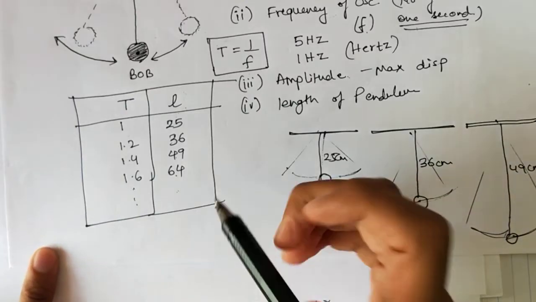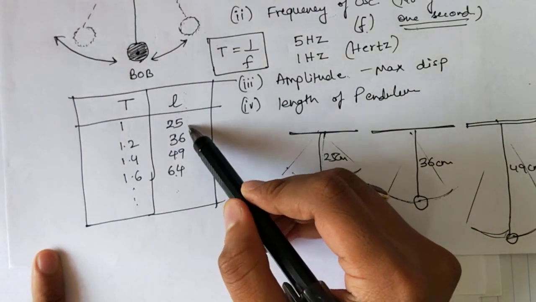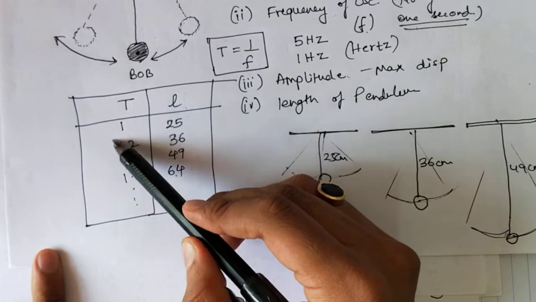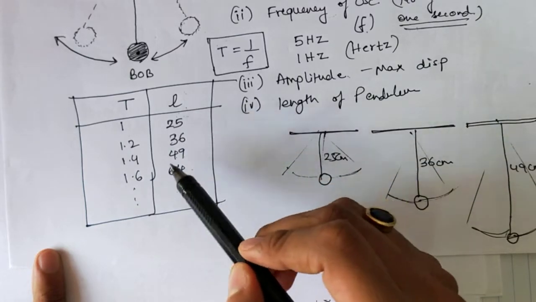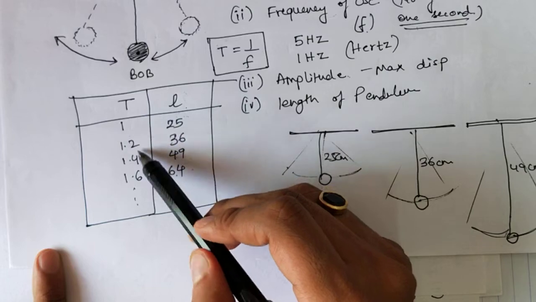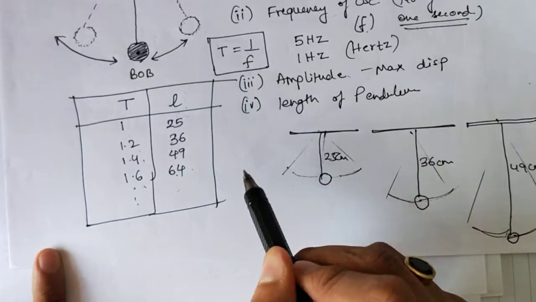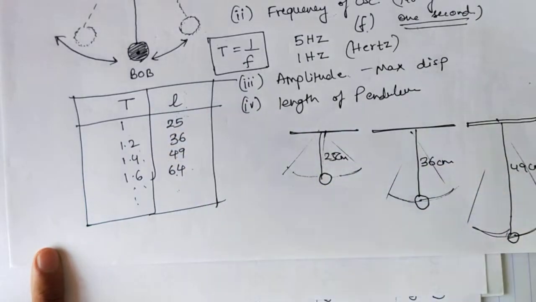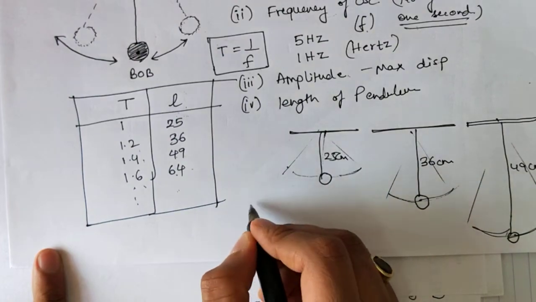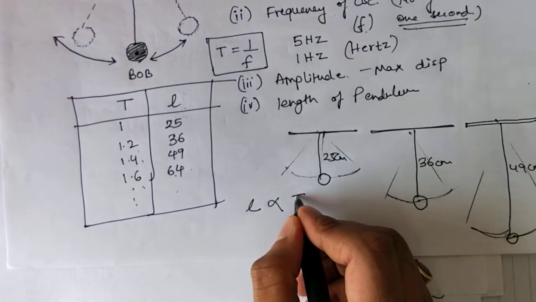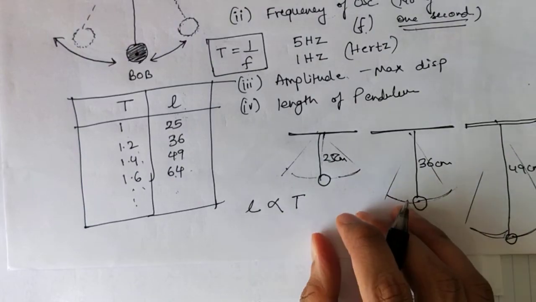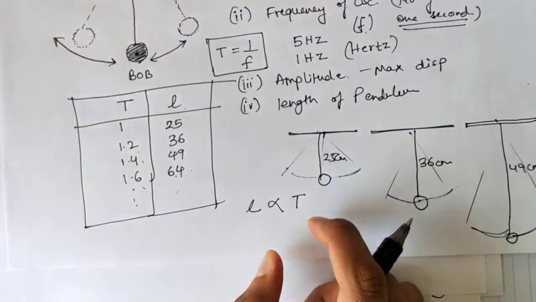So what is the observation? They saw that when the length is increased, the time period also increases. You can see the length is increased 20, 30, 40, 60, and the time period is also increasing 1.2, 1.4, 1.6. Okay, and what is the relation? They both are increasing, means I can say that length is directly proportional to the time period. This was the first thing which they concluded.